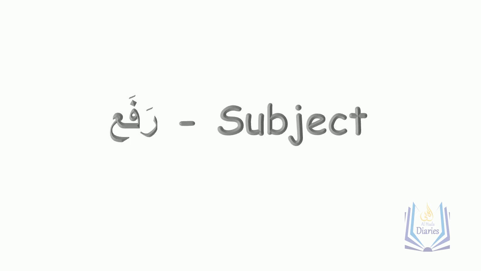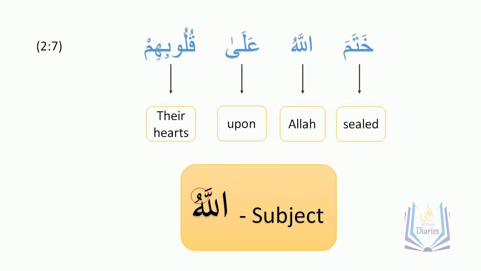And like we have already learned, rafa is always indicated by a dhamma. Let's look at examples from the Quran to understand it. We see in Surah Baqarah, Allah subhanahu wa ta'ala says, خَتَمَ اللَّهُ عَلَى قُلُوبِهِمْ. Khatama, he sealed, Allah, ala, upon, qulubihim, their hearts. So we see in this little statement that Allah is a subject. Allah is doing the action of sealing the hearts. We see that Allah has a dhamma. Just by looking at a dhamma on the word Allah, we should know that that is the rafa, that is the marfu, that is the subject.